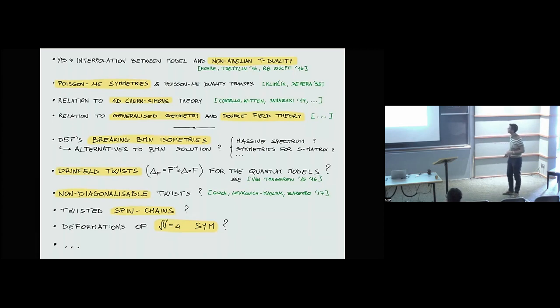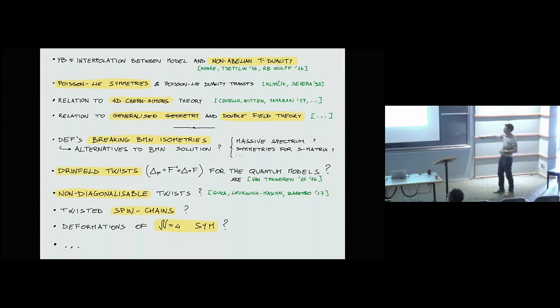For example, you still probably want to make sure that you have a massive spectrum. And then you probably want to wonder whether the fact that you are deforming your model and then choosing a particular vacuum, whether it still allows for enough symmetries to fix your S matrix, and so on and so forth.